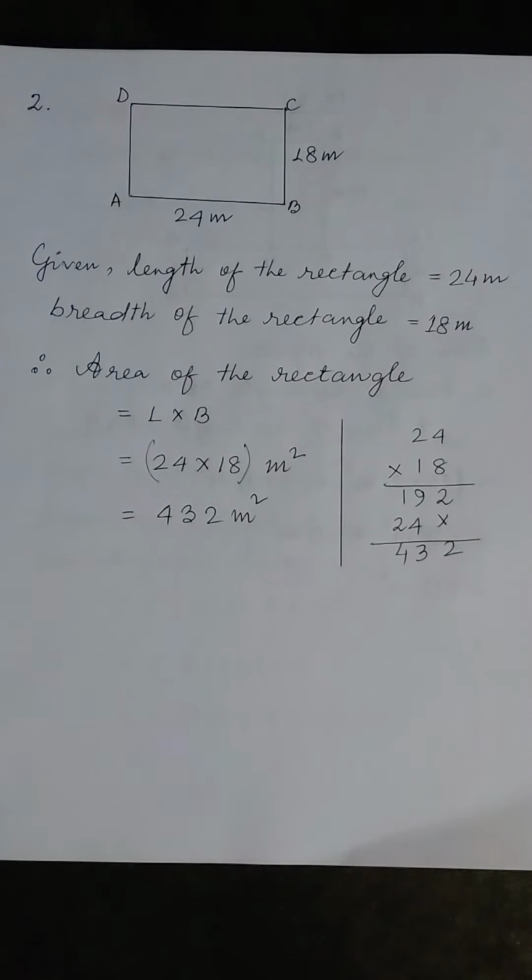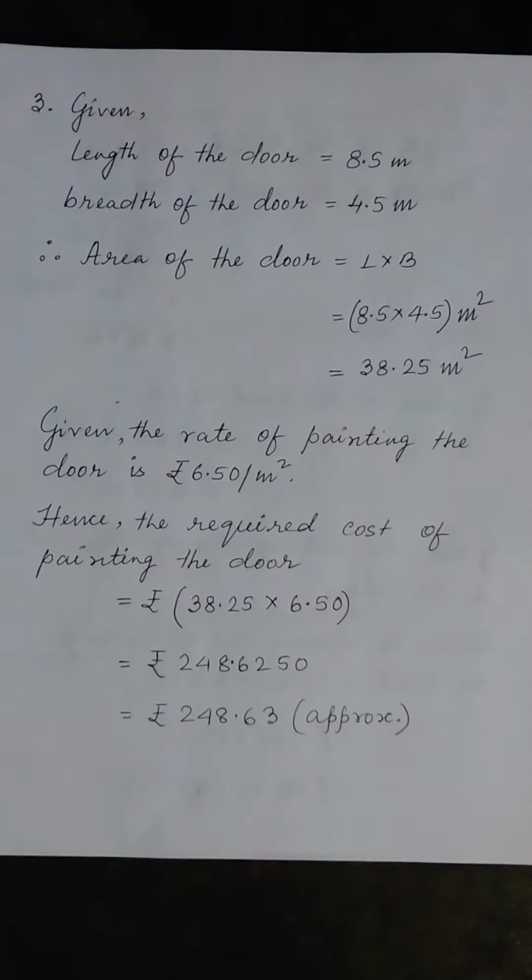Now let me go to question number 3. All of you open your books, my dear students. What is in question number 3? Find the cost of painting a door. The dimensions of the door are given. Find the cost of painting a door of length 8.5 meter and breadth 4.5 meter at rupees 6.50 per square meter. Means the rate is given to you.